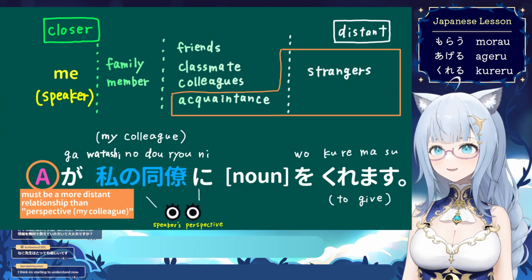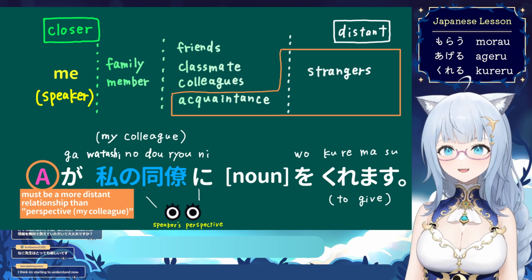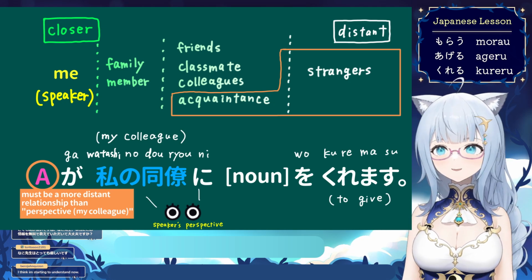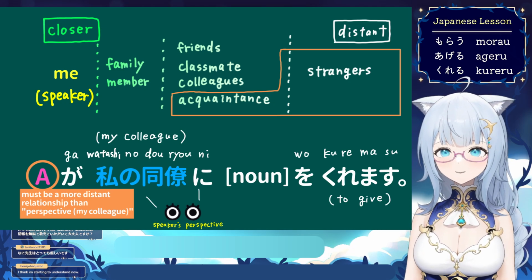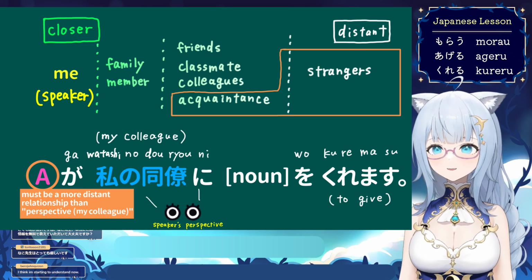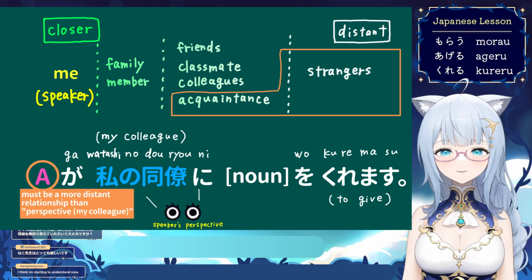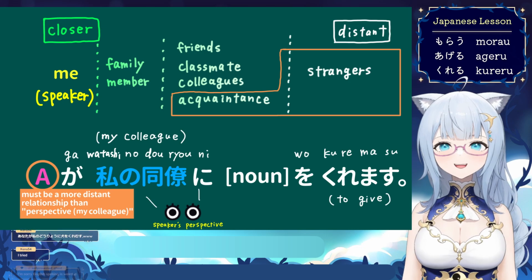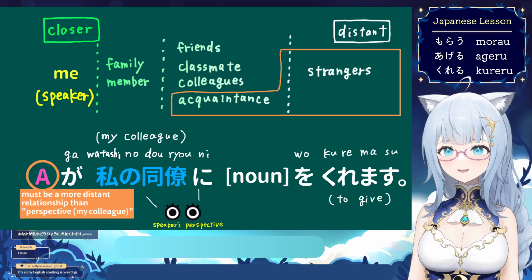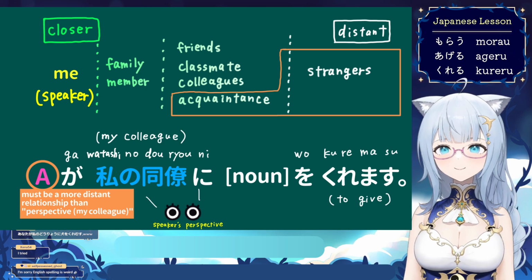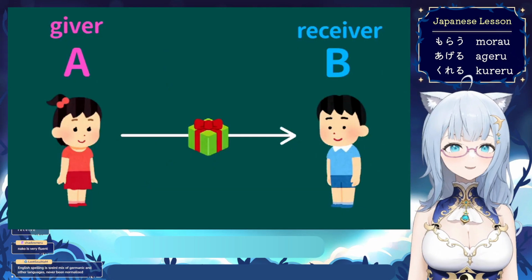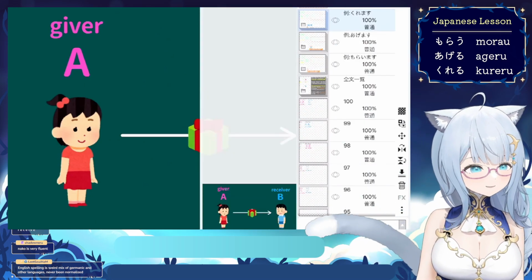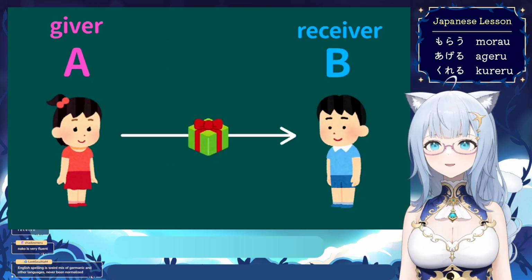This is a くれます sentence. In a くれます sentence, the speaker's perspective is the receiver side, but the subject is A, the giver. So A gives something to my colleague: A が私の同僚に何をくれます。Okay guys, do you have any questions about もらう、あげる、くれる? Let's do a quick review.